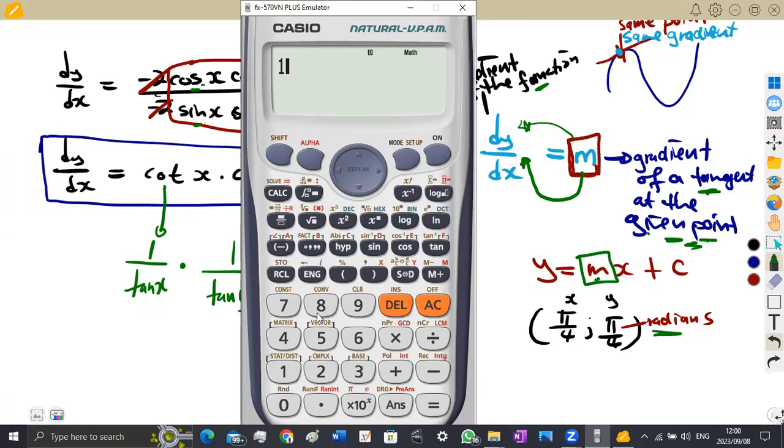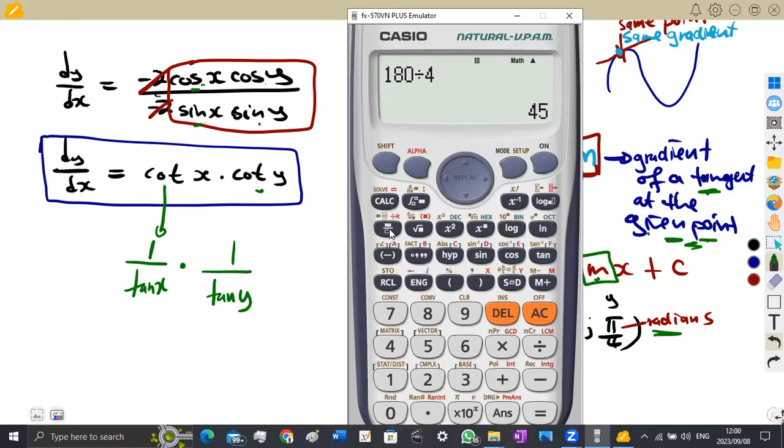Remember, pi represents 180, so you divide by 4, meaning your angle there is 45 degrees when you calculate here. So you're going to have 1 over tan x, which is tan 45 degrees, times 1 over tan y, which is also 45 degrees, because we've got pi over 4 and pi over 4. So you're going to obtain 1.